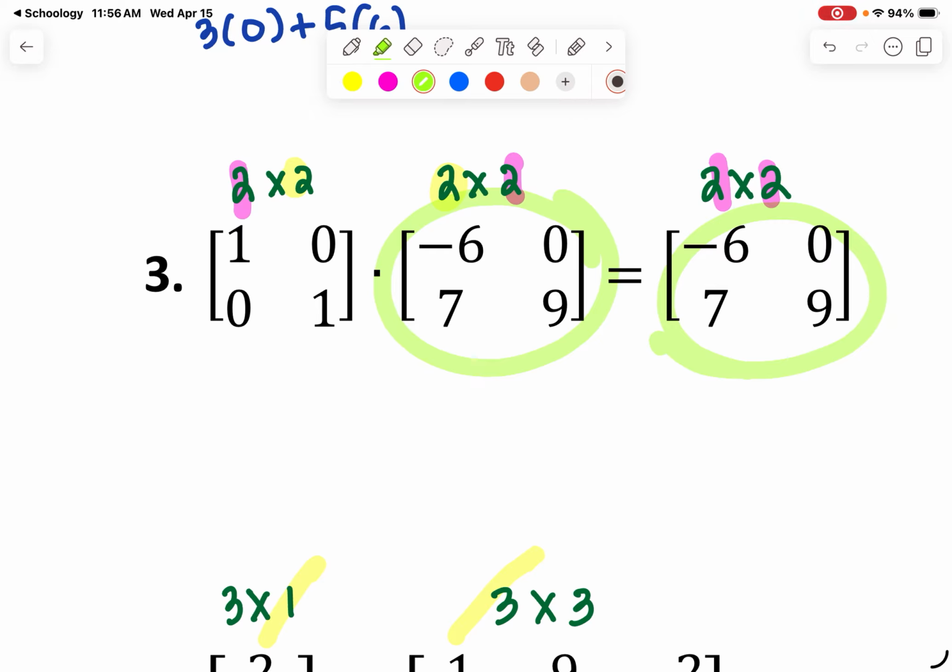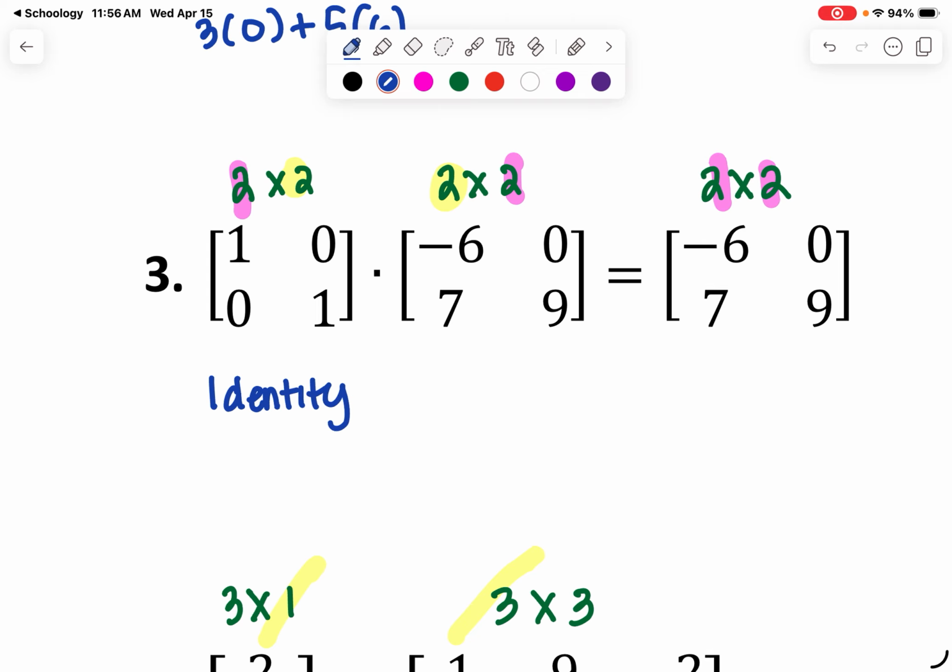And we call that the identity. So if I'm multiplying by this matrix right here and I get the exact same matrix that I started with, this is called the identity matrix, which we'll get more into tomorrow. Okay, but if you multiply by the identity matrix, then you are going to get the same matrix you started with.